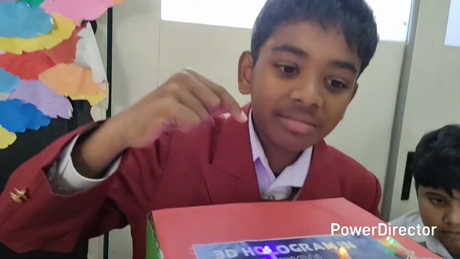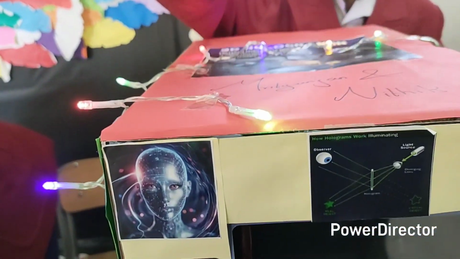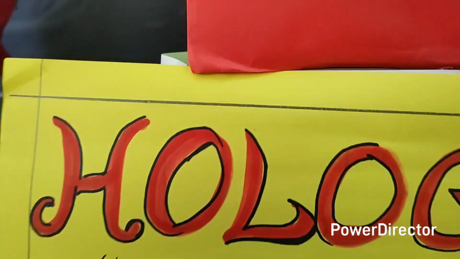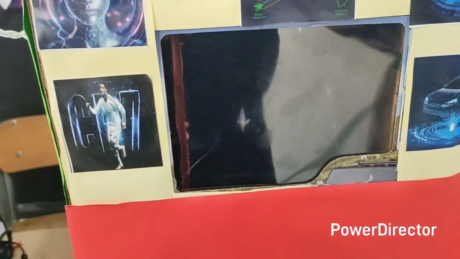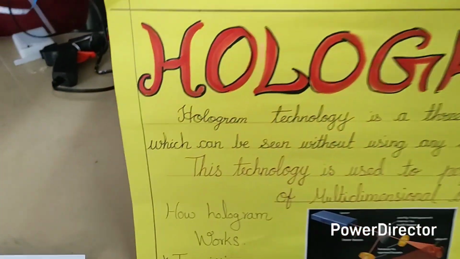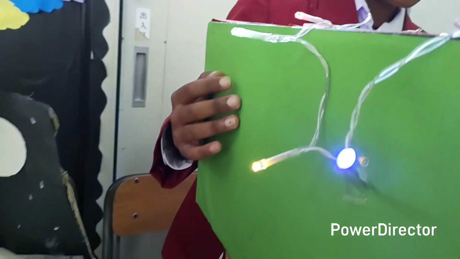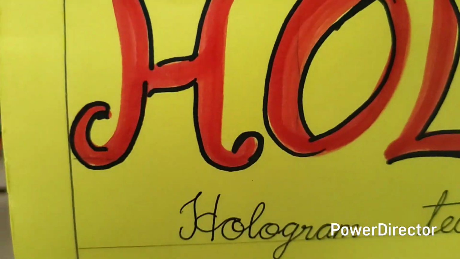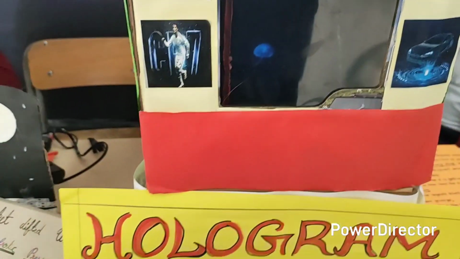This is a hologram. Here is a mobile. You can see, here's a hologram. Here's a glass. And this is the mobile. This is the glass. This is the 3D model.